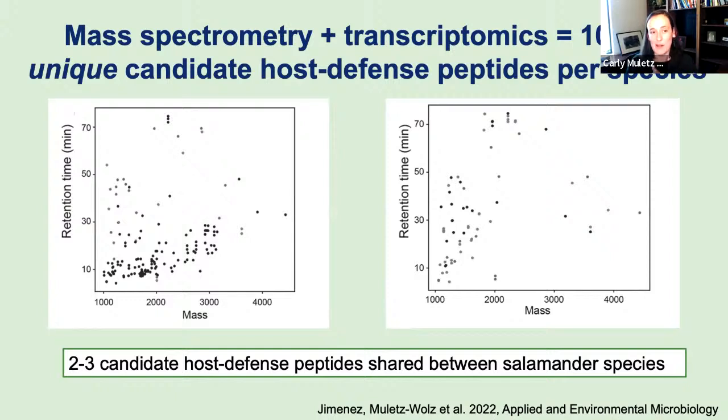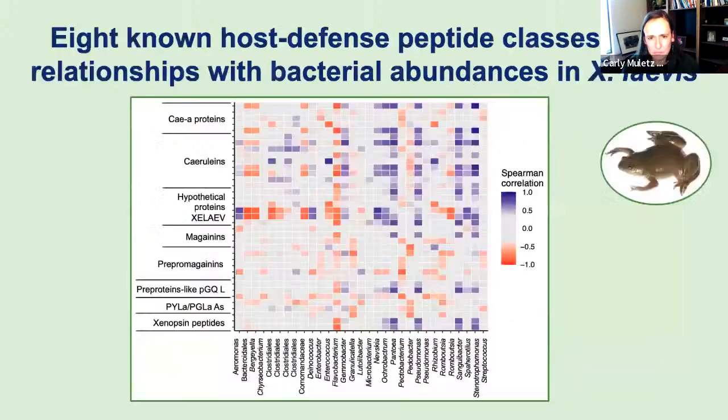Hopefully there's some mass specs being run right now to try to look at what these communities of peptides are, the peptide diversity, to try to look at more salamander species and microbiomes. But we have been able to do this in Xenopus laevis, the African clawed frog. And so using mass spectrometry, we identified 8 known host defense peptide classes.